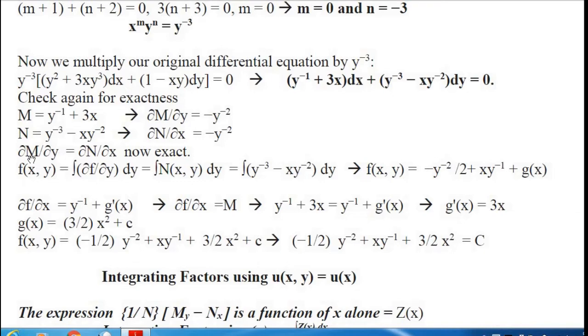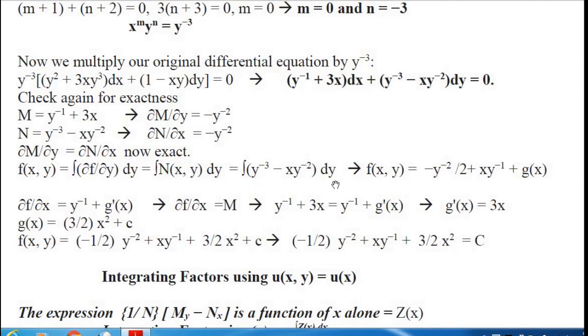So f of x comma y is equal to the integral of dou f by dou y into dy. So what is dou f by dou y? It is N of x comma y into dy, because this equation is exact, meaning it has a total differential form. So from that concept we write this, which is equal to N.